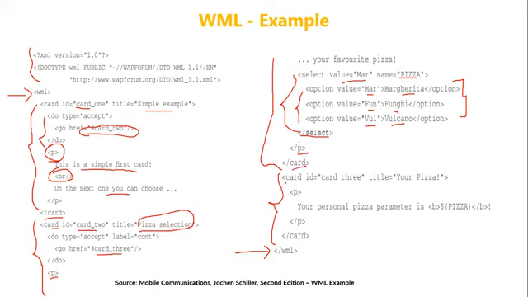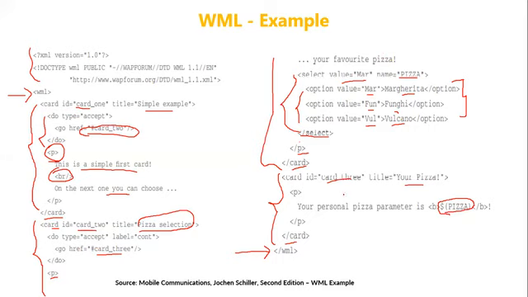Here the third card starts and ends, and the third card is card3, and its title is your pizza. Within the paragraph tag we are displaying: your personal pizza parameter is $(pizza). This $(pizza) will give whatever pizza you have selected. If you have selected margarita, it will say margarita. If you select fungi, it will say fungi. If you select volcano, it will say volcano.